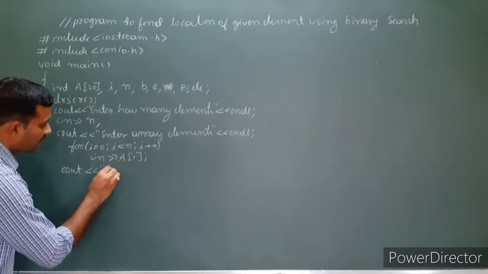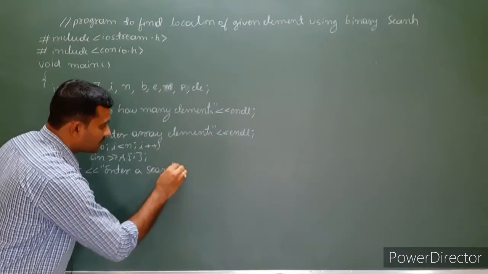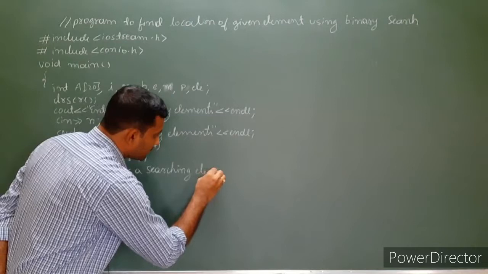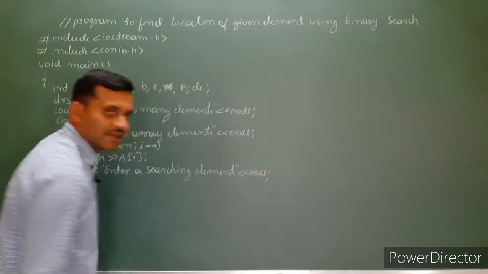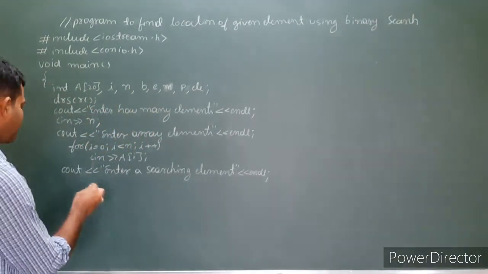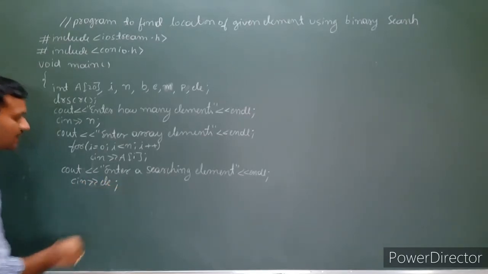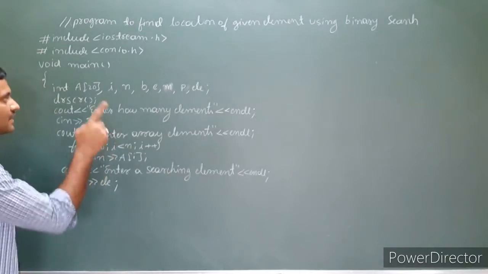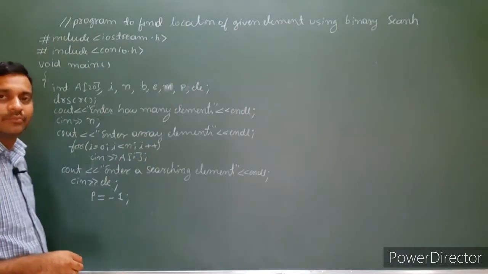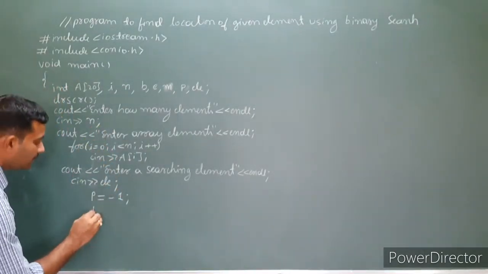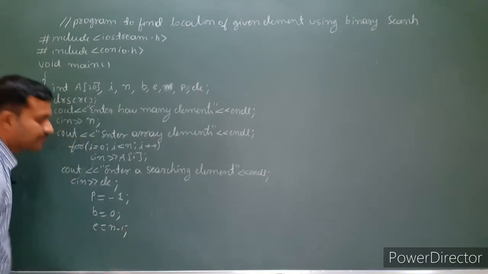cout "Enter a searching element". The searching element is read with cin extraction into the variable ele. It stores the searching element. After that, initialize p equals -1. Then beginning is always 0. End is n minus 1.